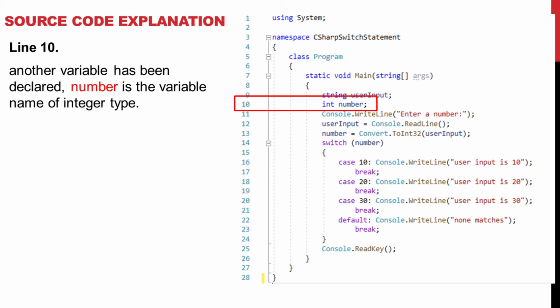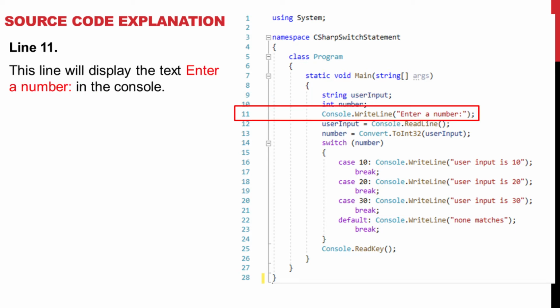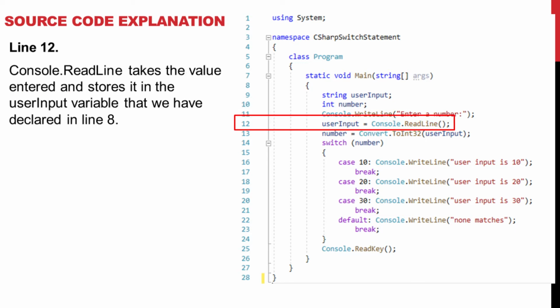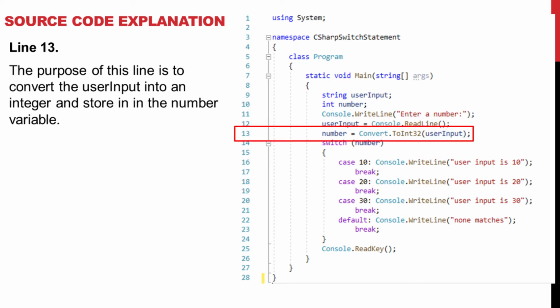Line 10. Another variable has been declared, number is the variable name of integer type. Line 11. This line will display the text "Enter a number" in the console. Line 12. Console.ReadLine takes the value entered and stores it in the userInput variable that we have declared in line 8. Line 13. The purpose of this line is to convert the userInput into an integer and store it in the number variable.